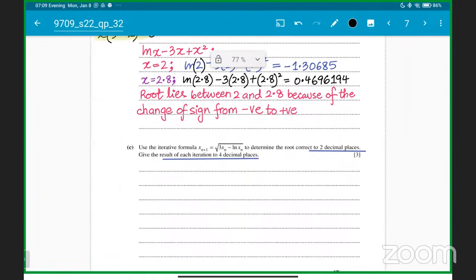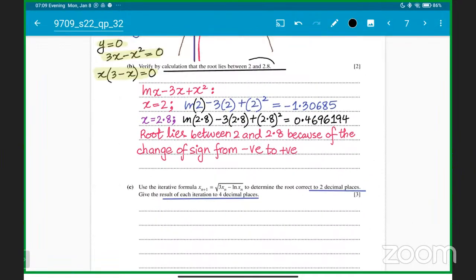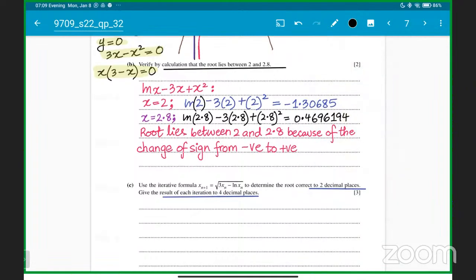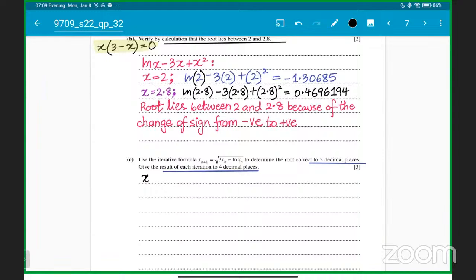Because we already know the values lie between 2 and 2.8, we always take our first value as what? We always take our first value as the midpoint. So for 2 and 2.8, the midpoint will be 2.4. Okay, 2.0 and 2.8, the midpoint will be equal to 2.4. Okay, got that clear? Understood?